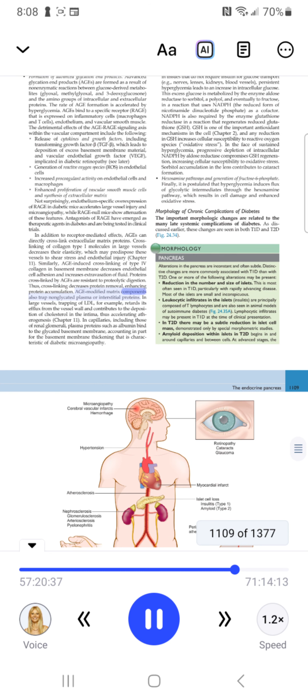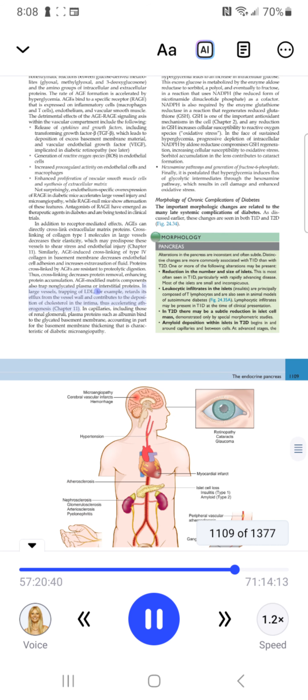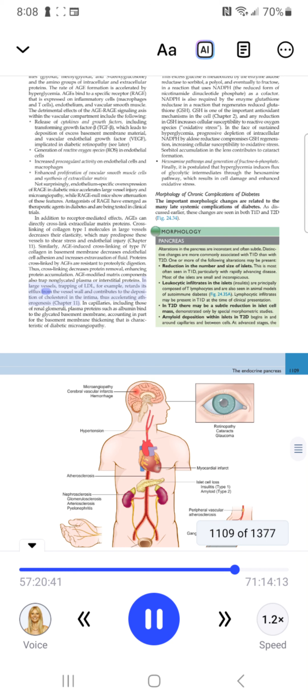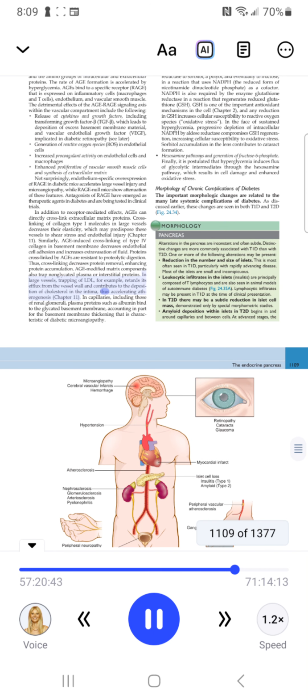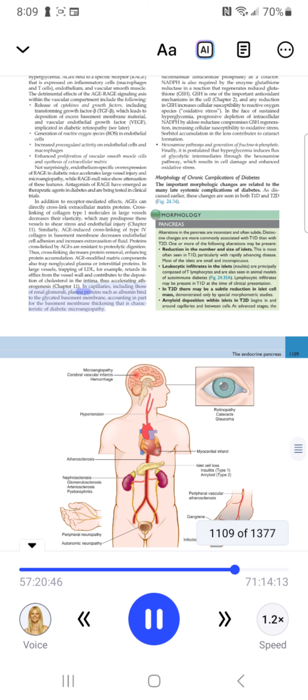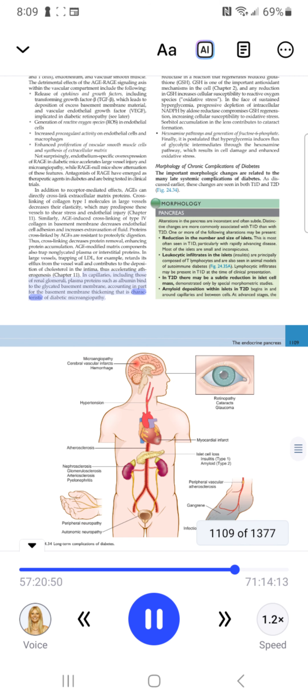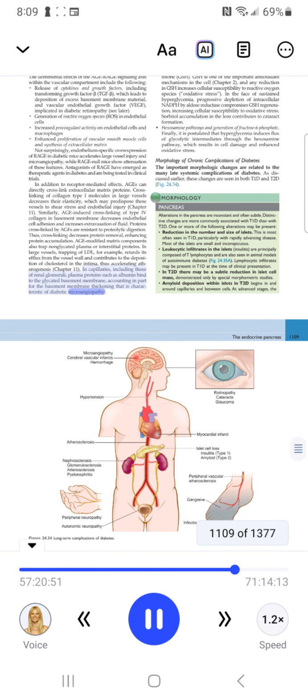AGE-modified matrix components also trap non-glycated plasma or interstitial proteins. In large vessels, trapping of LDL, for example, retards its efflux from the vessel wall and contributes to the deposition of cholesterol in the intima, thus accelerating atherogenesis. In capillaries, including those of renal glomeruli, plasma proteins such as albumin bind to the glycated basement membrane, accounting in part for the basement membrane thickening that is characteristic of diabetic microangiopathy.